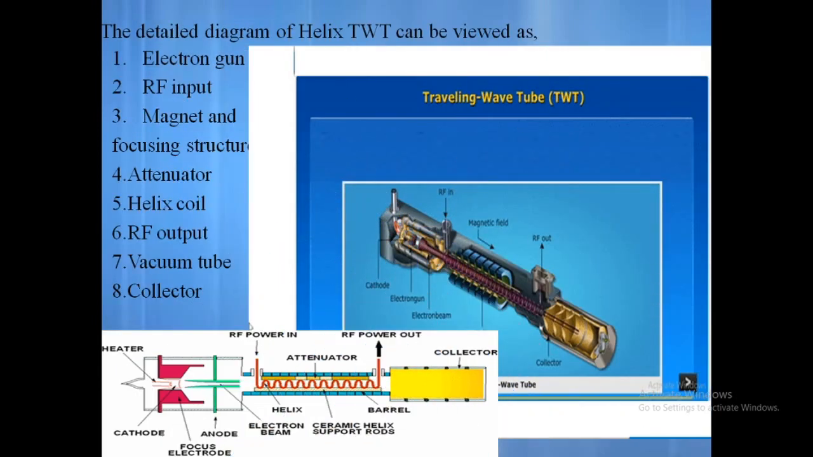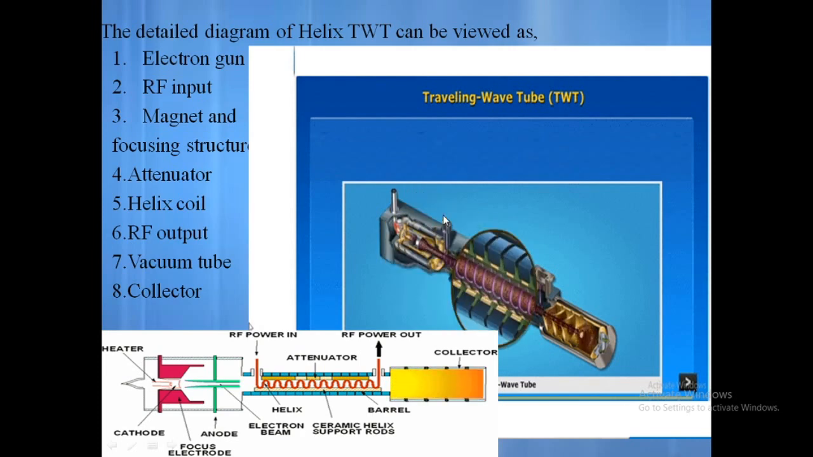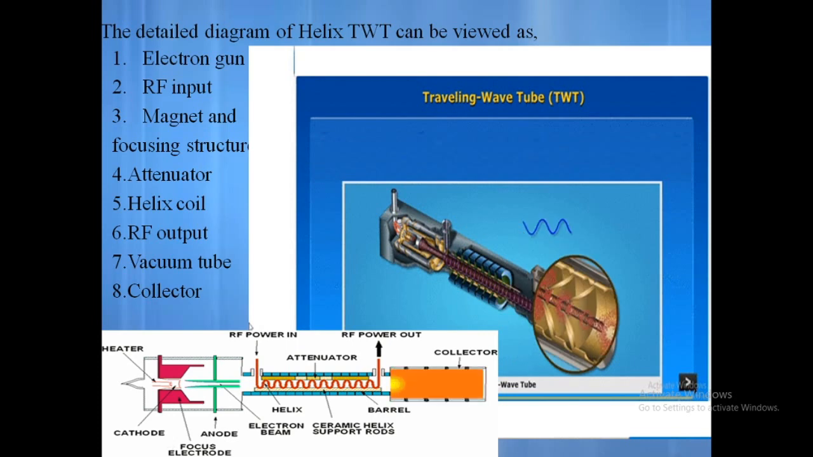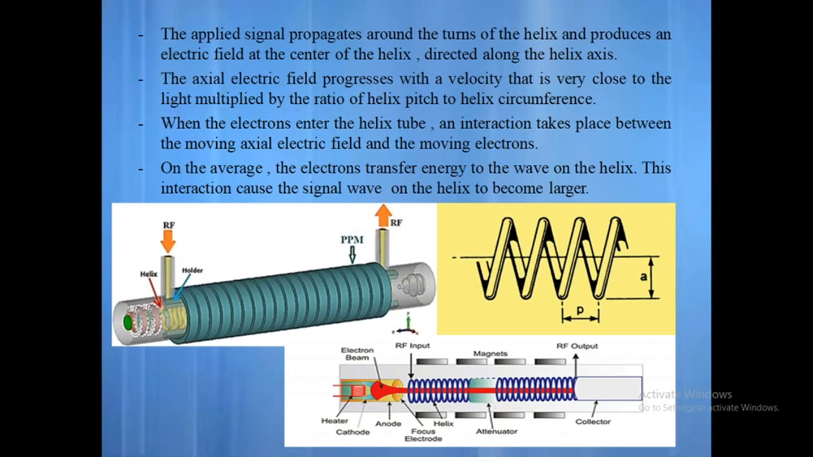Here we can see that there will be an RF input which is applied. The blue line indicates the RF input. Whenever it is applied, it consists of a positive and a negative cycle. So during the positive cycle what happens, and during the negative cycle what happens? It describes the slide, so I am going back to the slide.